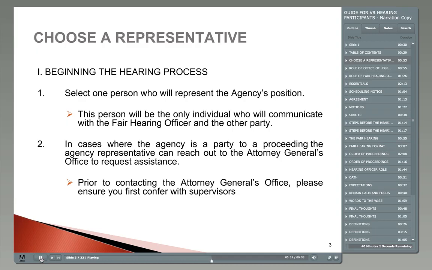In cases where the agency is a party to the proceeding, the agency's representative can reach out to the Attorney General's office to request assistance. That's certainly possible. But prior to contacting the Attorney General's office, please ensure you're familiar with the case, and then you confer with supervisors. You get a real sense of what the agency's position is.